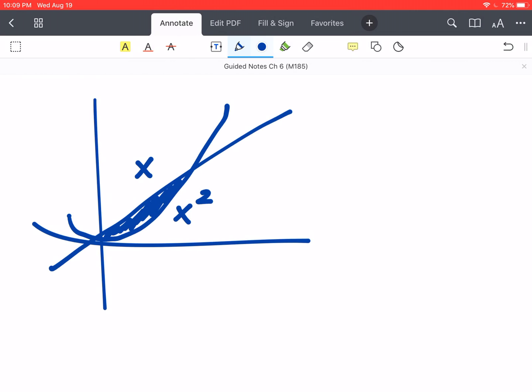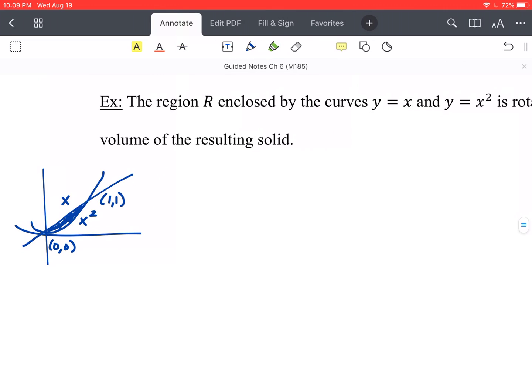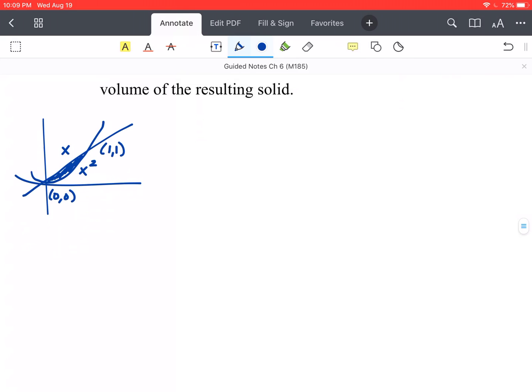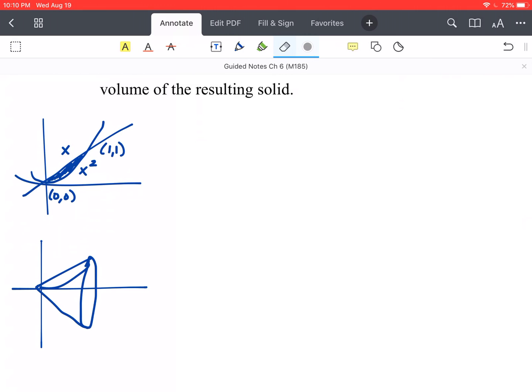Okay. And we know where these intersect, right? It's at the point (0, 0) and at the point (1, 1). If we didn't know that, we could find that without too much difficulty. So now that gets rotated, it said, about the x-axis. So we have that shape right there, roughly, and then that gets rotated about the x-axis. So let me draw that one kind of clean from scratch here.